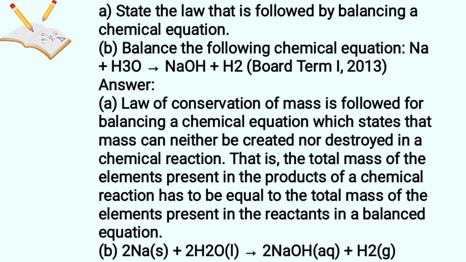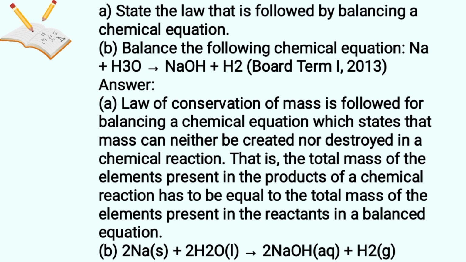State the law that is followed by balancing a chemical equation. The law of conservation of mass is followed for the balancing of a chemical equation, which states that mass can neither be created nor destroyed in a chemical reaction. That is, the total mass of the elements present in the products of a chemical reaction has to be equal to the total mass of elements present in the reactants in the balanced equation.